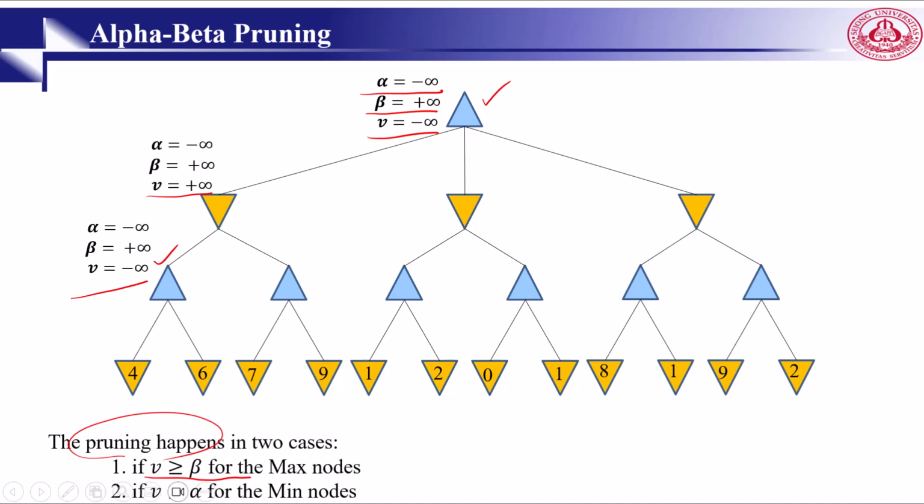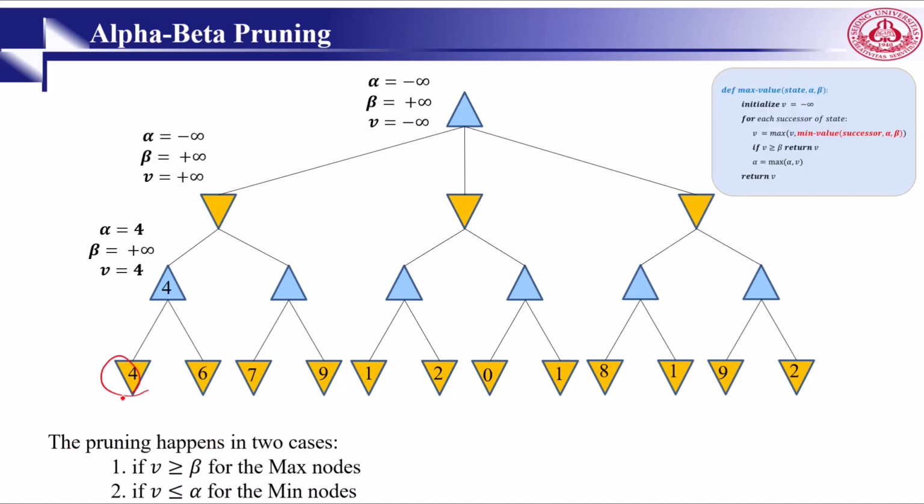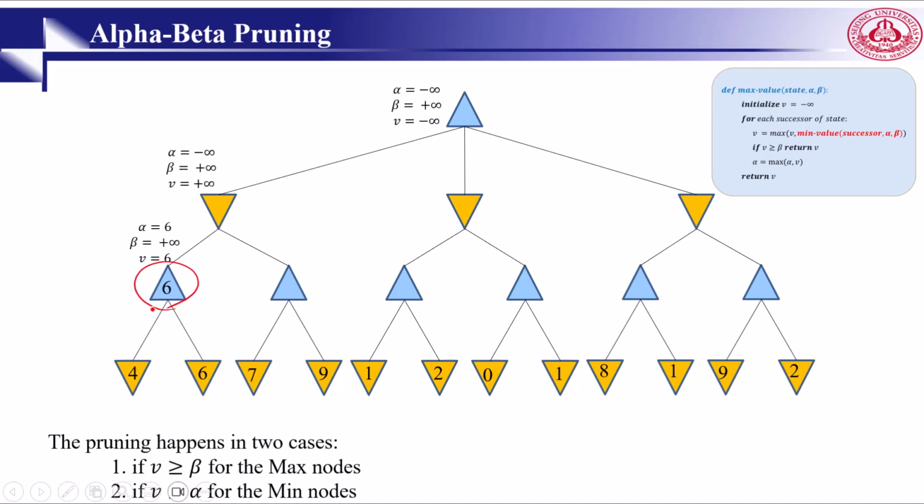So let's try this example. First one is 4, and the next one is 6. So out of 4 and 6, 6 will be here. You can see here alpha is equal to 6, beta is equal to +infinity, and v is equal to alpha, right?